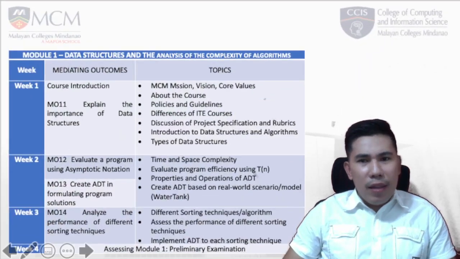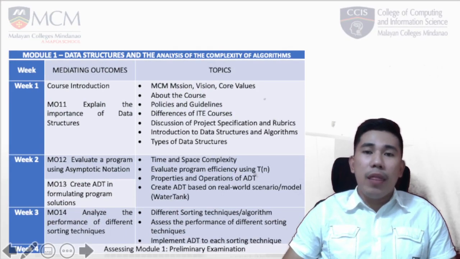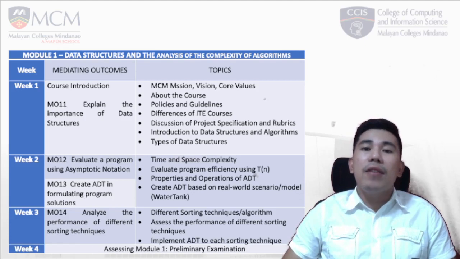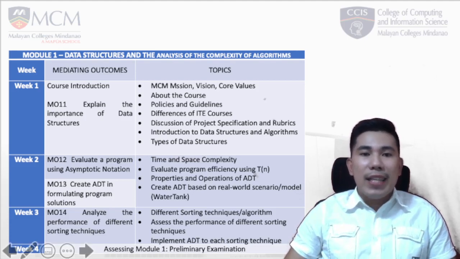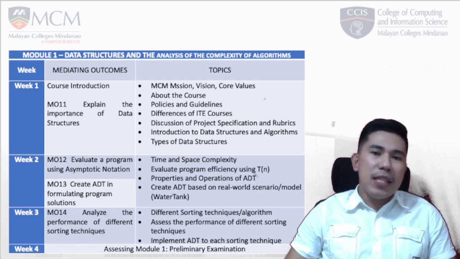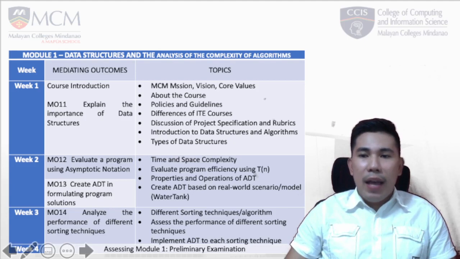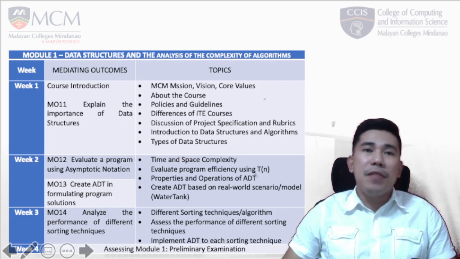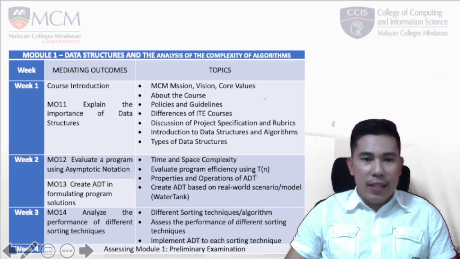This course is comprised of three modules. Module one, in the duration of 3 weeks, is about data structures and the analysis of algorithms, which includes topics such as the introduction to data structures, its types, evaluating the program efficiency, and of course, creating ADTs and discussing the different sorting techniques.